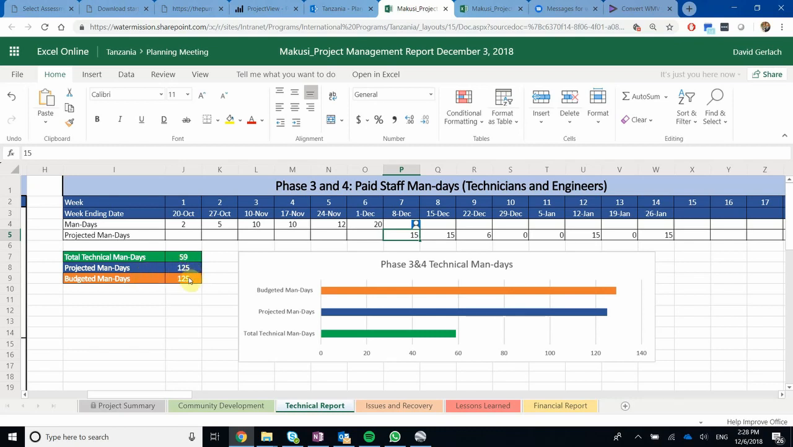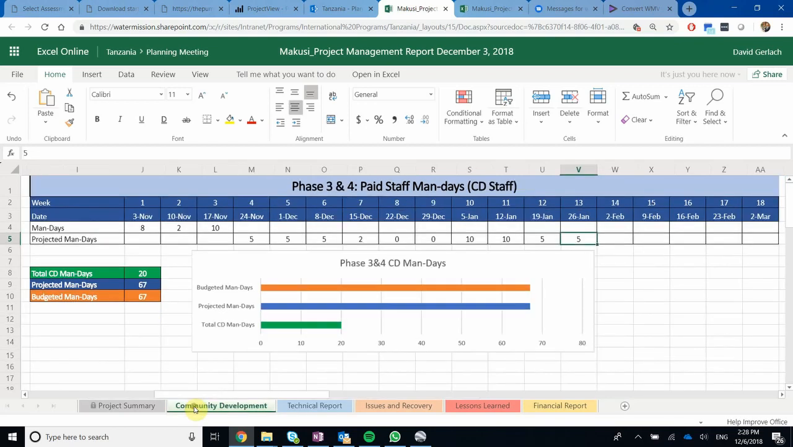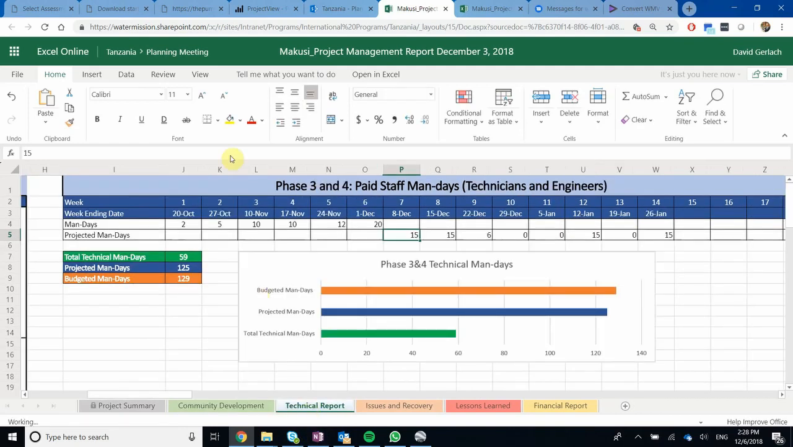Projected man days, and the budgeted on the PBE. As you can see from this one, the 125, we're projected to be 4 days under budget, which is great because if you look at our community development, what was originally projected is we may be actually over budget by 5. And so total, we're right about on schedule.